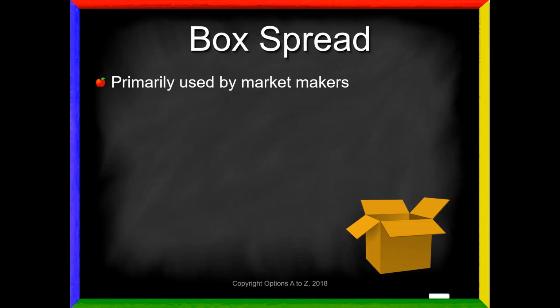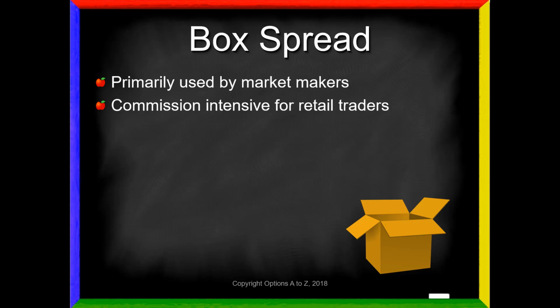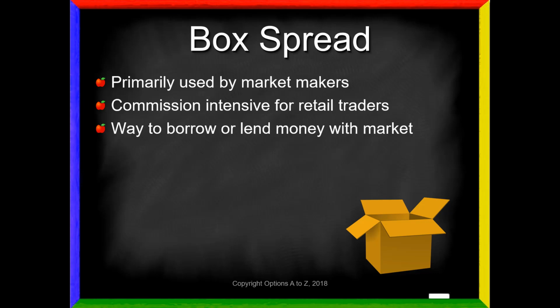Now, the box spread is primarily used by market makers or these ECNs, electronic communication networks. They're not a real good strategy for retail investors. The main reason is that they are commission intensive, and you'll see why in a moment. And there are also bid-ask spreads, and because of that, it's going to completely destroy the strategy. But the box spread for market makers is a way to borrow or lend money with the market. That's primarily what they're used for.